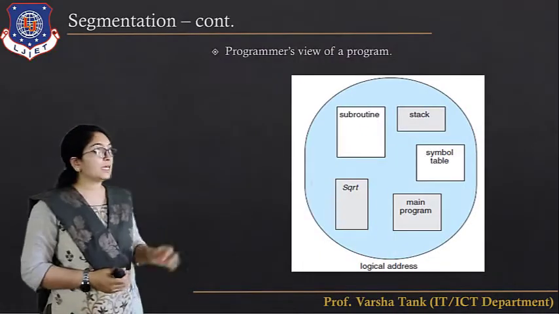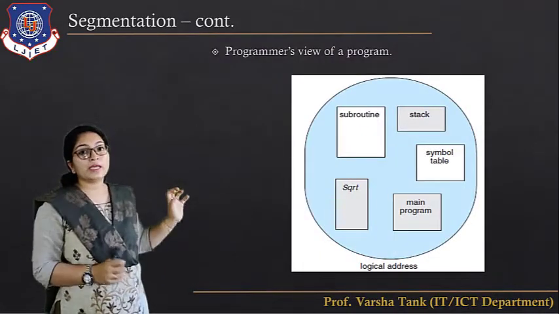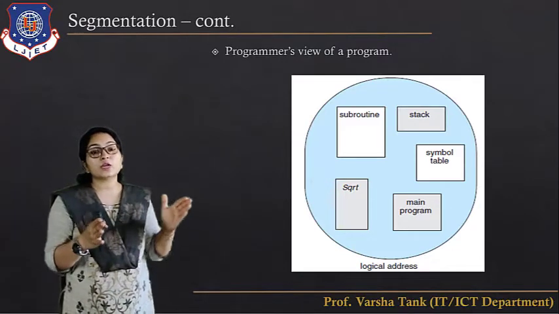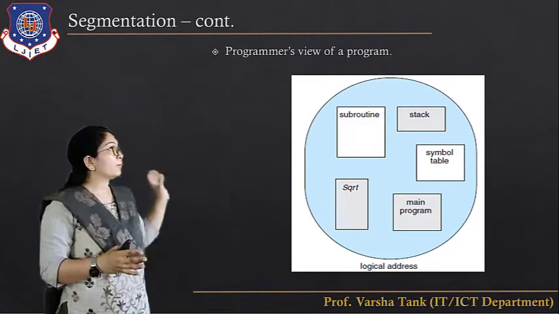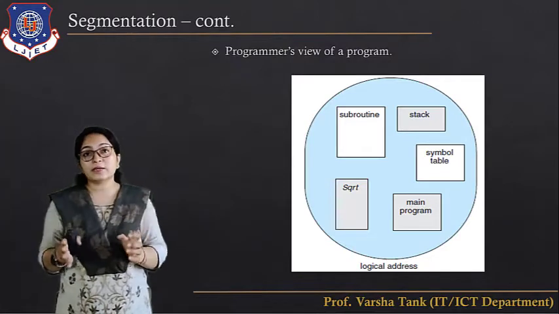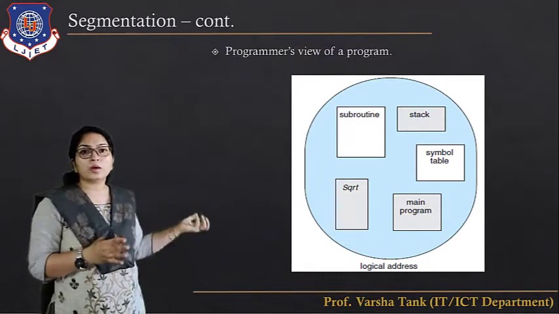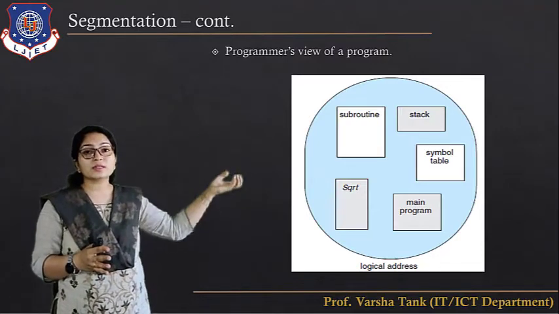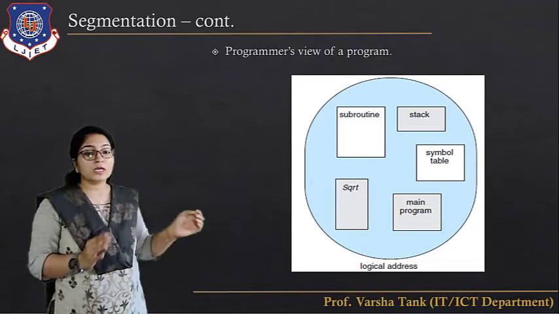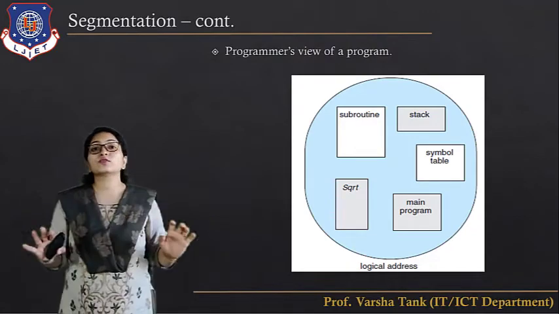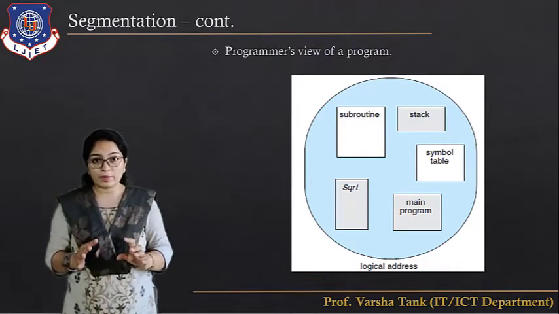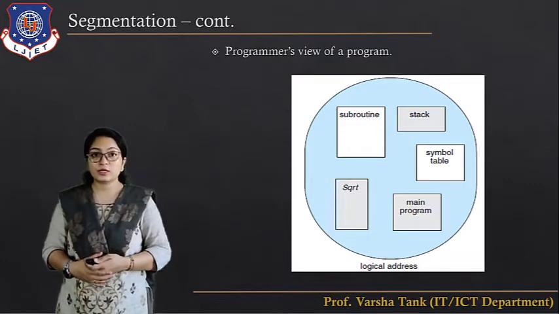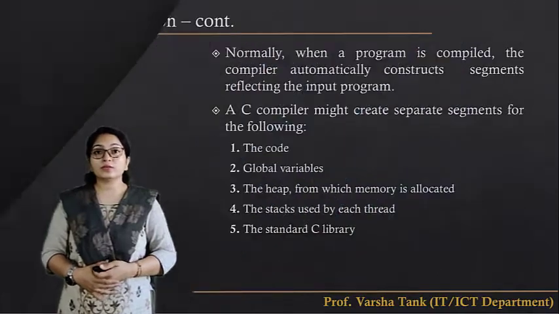Now here you can see an example of segments. Your entire program will not be divided into fixed size allocations, but is divided into segments. For example, one is a main program, another is a symbol table, another is a stack, another is a subroutine, another is a sqrt. These are all different types of segments according to different requirements, and each and every segment has its own logical address.